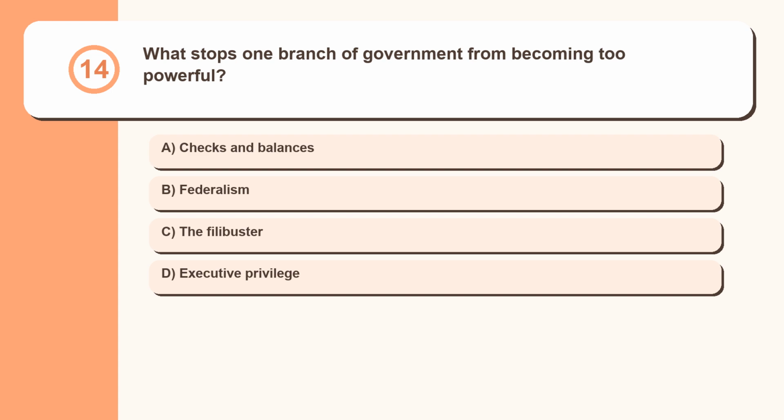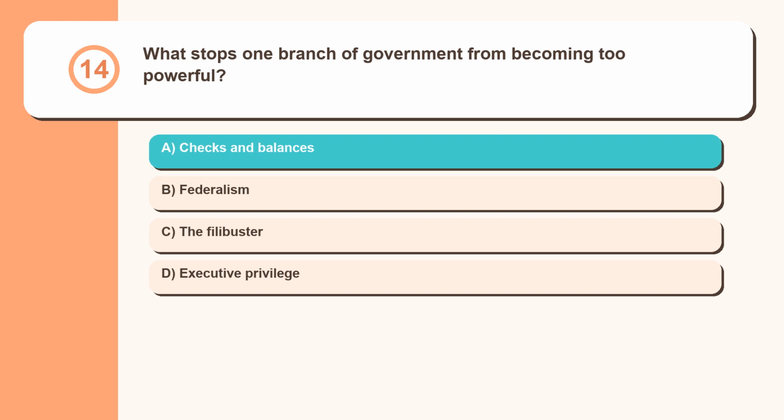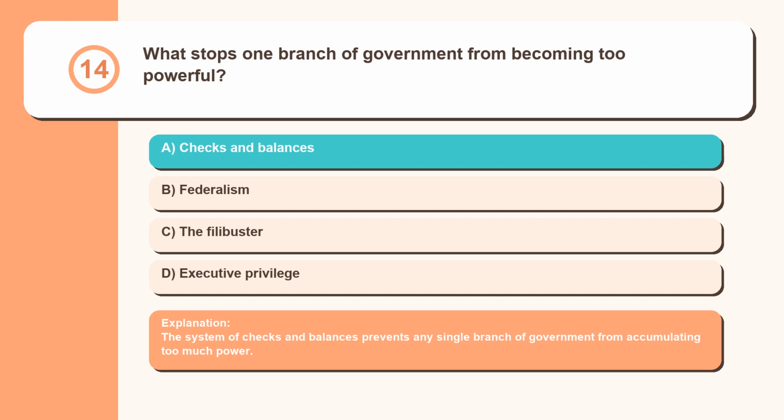Question 14. What stops one branch of government from becoming too powerful? Checks and balances, federalism, the filibuster, executive privilege. The system of checks and balances prevents any single branch of government from accumulating too much power.